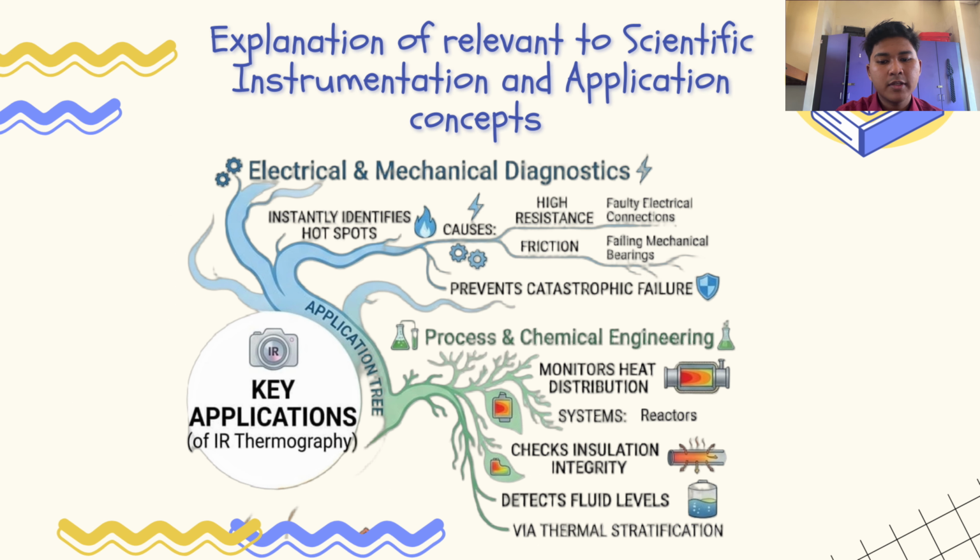And next, for the key applications, it is divided into 2. The first one is electrical and mechanical diagnostics. It instantly identifies hotspots caused by high resistance in faulty electrical connections, and friction in failing mechanical bearings, and it prevents catastrophic failure. The second one is process and chemical engineering. It monitors heat distribution in reactors, and it can also check insulation integrity and detect fluid levels through thermal stratification.